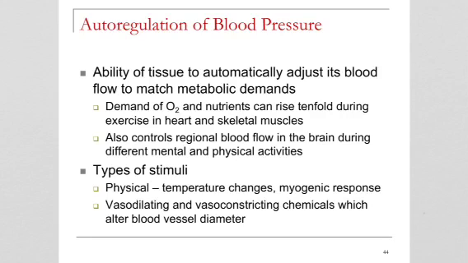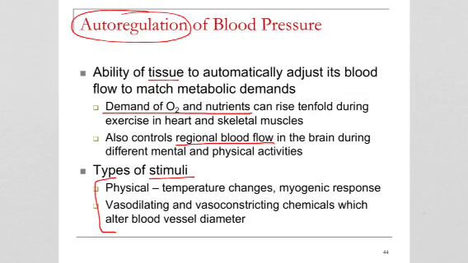Now the blood pressure is also auto-regulated. So the tissues can adjust based on the demand of the cells and tissues around them. The demand for oxygen and nutrients can increase 10 times during exercise. And also the regional blood flow in the brain changes during mental and physical activities. What are the stimuli here? It can be physical, like temperature change, or muscle. Myogenic is the muscle response. And the other one is vasodilation and vasoconstriction of the blood supply.